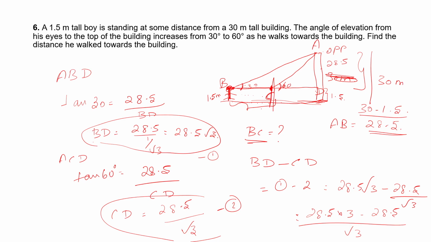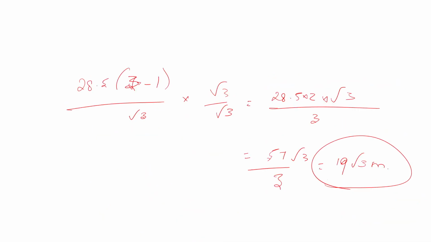I want you to understand how to draw the diagram, what the given values are, and what value is required. This solves the sum. This calculation is very easy, something you can do well in 10th standard. Here I have taken 28.5 common outside, then 3 minus 1 becomes 2. And in order to cancel the root 3 in the denominator, I have multiplied and divided by root 3, and you will arrive at 19 root 3 as the answer.